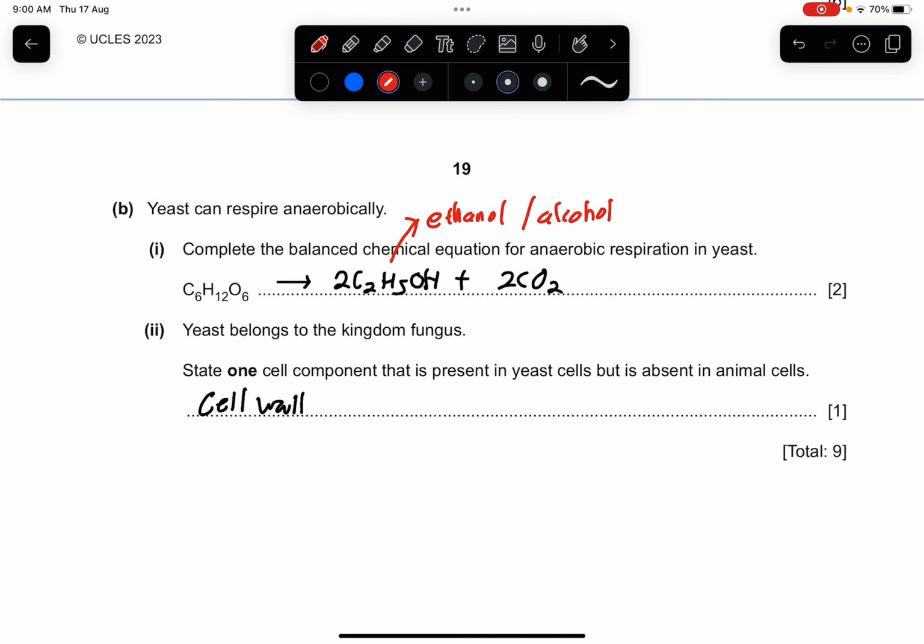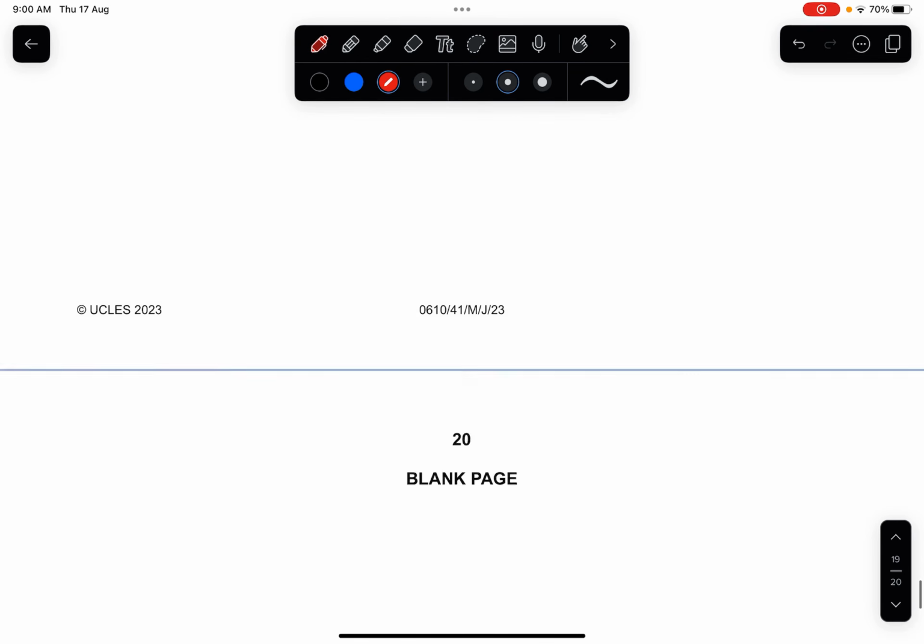Okay, and yeast belongs to the kingdom fungus. State one cell component that is present in yeast cells but is absent in animal cells. Cell wall. Because fungus and plant cells are almost the same. So the difference between yeast and animal is that yeast has a cell wall and animal doesn't have a cell wall. Okay, so that is all for this paper.